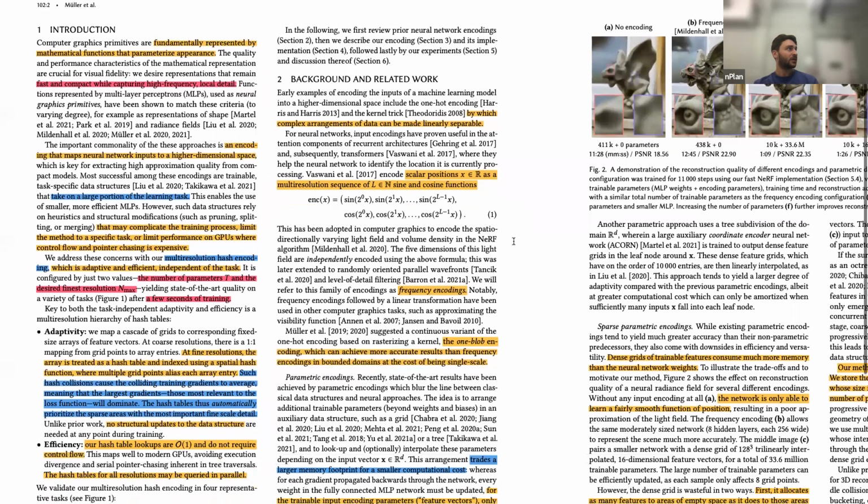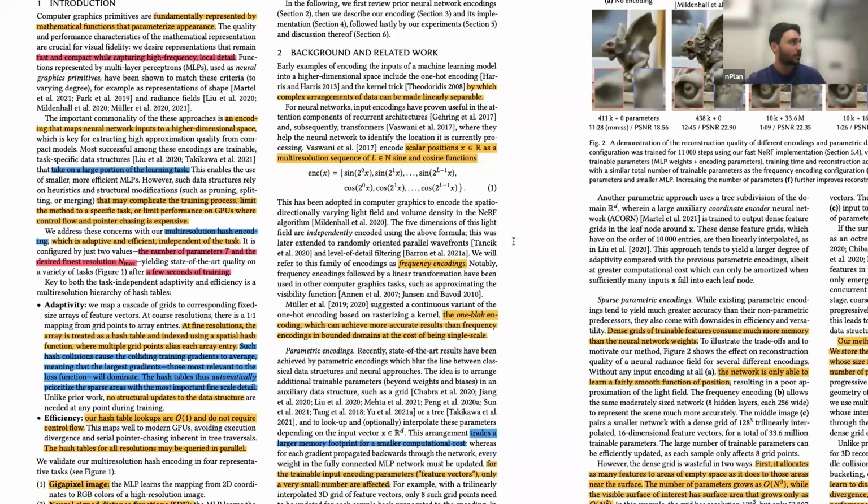Let's go into background, and I'll try to go through this really quickly, and we can go back to it. So they introduce the idea of encodings. This first part of the background, where it says early examples of encoding the inputs of a machine learning model into higher dimensional space include the one-hot encoding and the kernel trick, by which complex arrangements of data can be made linearly separable. I feel like encodings are used ubiquitously throughout machine learning, so I don't know. I think maybe they should have just stuck to position encodings, which is kind of what they're talking about for the rest of this.